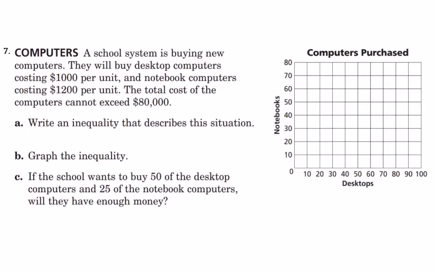All right, everyone. So here's an application. We have a school system that is buying new computers. They will buy desktop computers costing $1,000 per unit and notebook computers costing $1,200 per unit. The total cost of the computers cannot exceed $80,000.